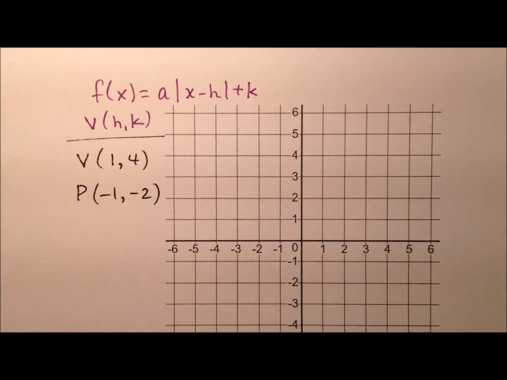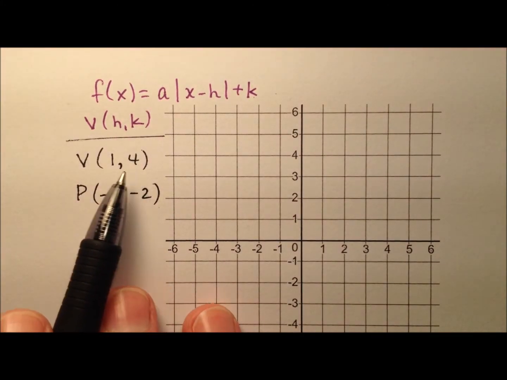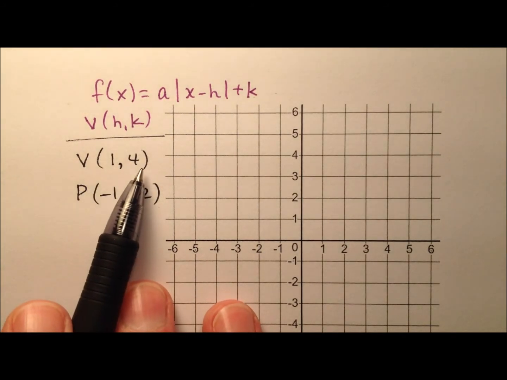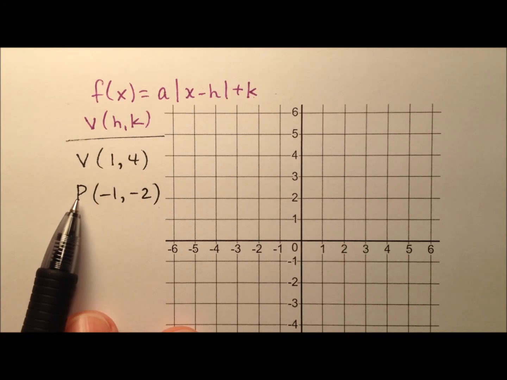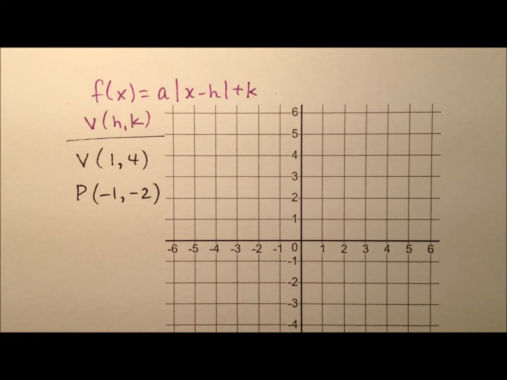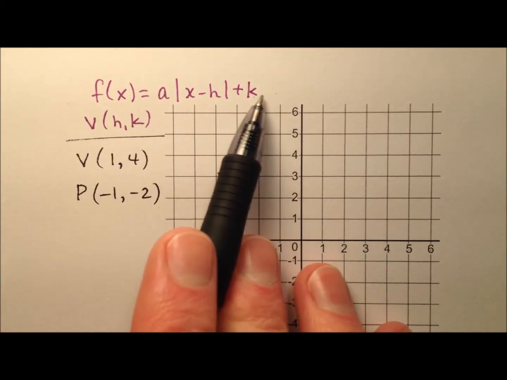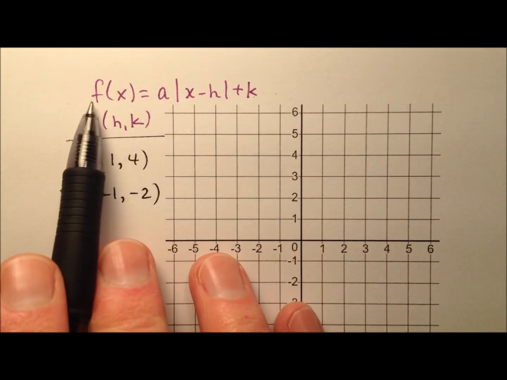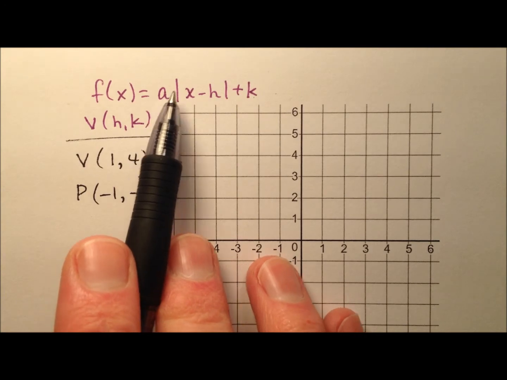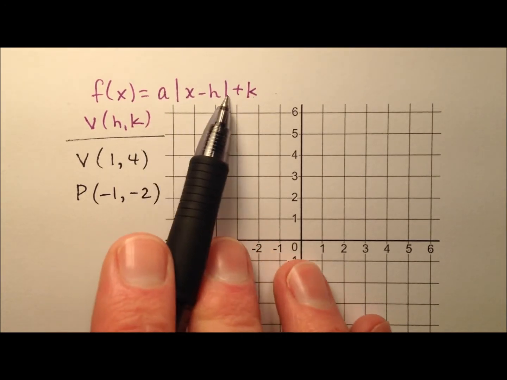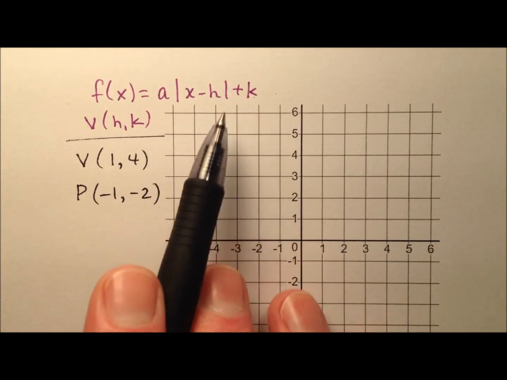In this example, we're going to write an absolute value function whose vertex is at the ordered pair (1, 4), but we know one of the legs of the absolute value graph also passes through point P, (-1, -2). So here we've written the general form of an absolute value function, f(x) = a|x - h| + k, where we have this leading coefficient, or this a value out here, times the absolute value of x minus h, and then plus k.